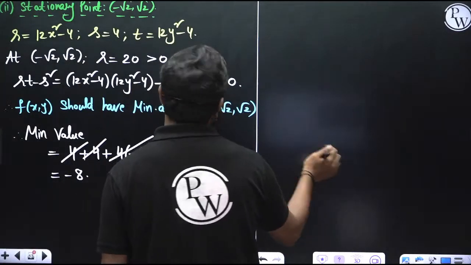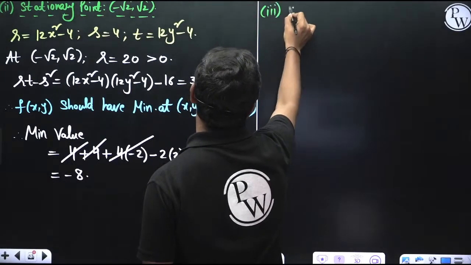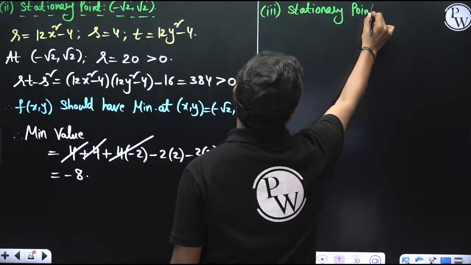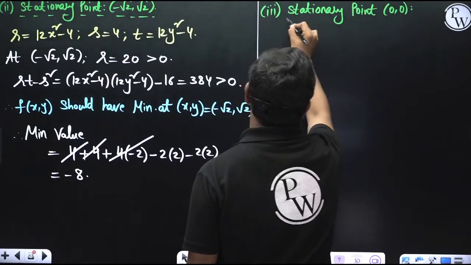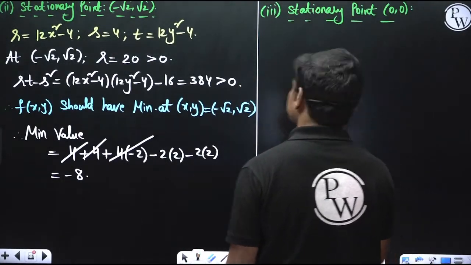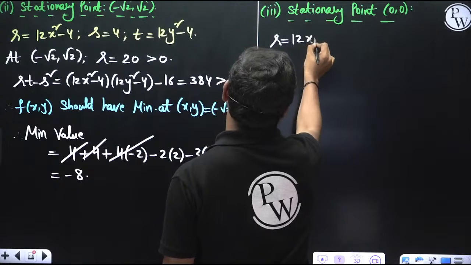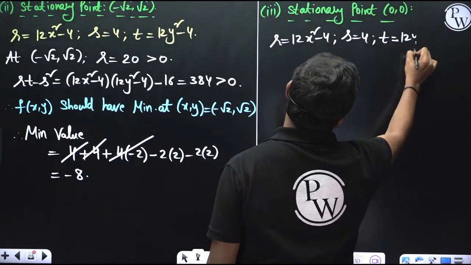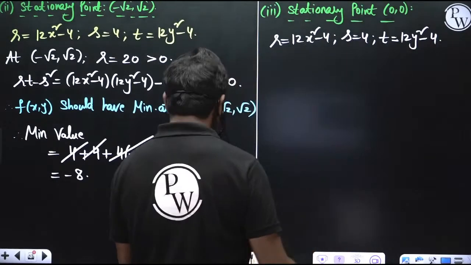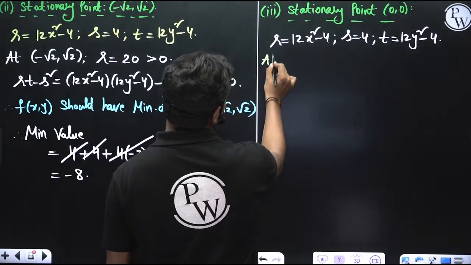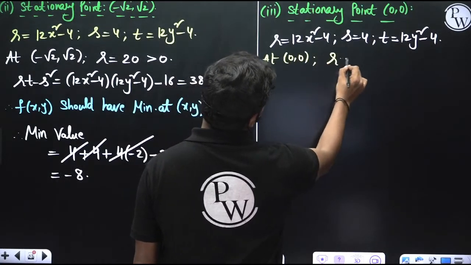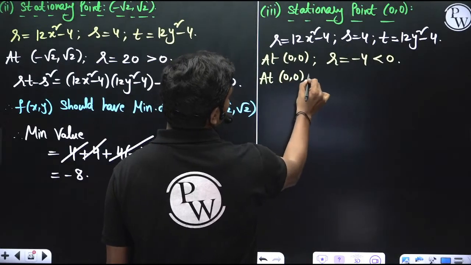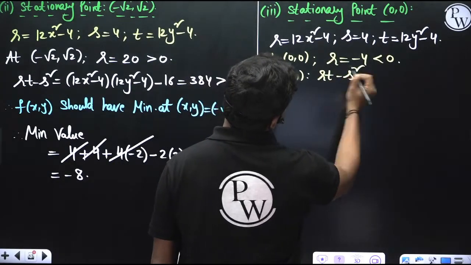So let's look at the last stationary point 0 comma 0, which is a bit easy to work out. If you do this, r is equal to 12x square minus 4, s is equal to 4, and t is equal to 12y square minus 4 actually here. If you put 0 comma 0, at the origin the r value is minus 4, it is negative. Second, at 0 comma 0, what is the value of rt minus s square?